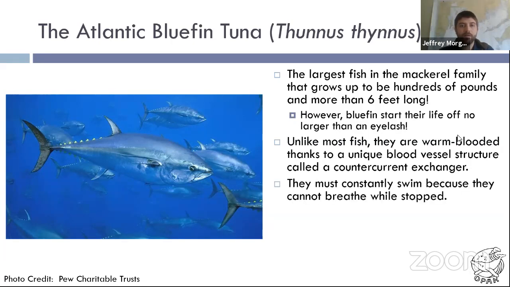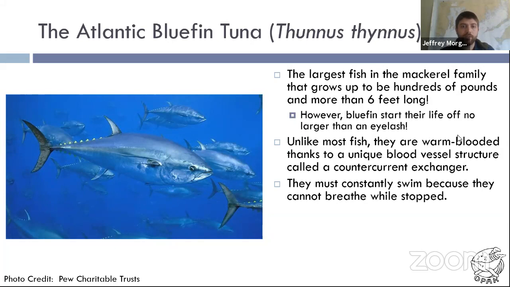Unlike some other fish and similar to some shark species, the bluefin tuna has to constantly swim to be able to breathe. So it always needs water moving through its gills to be able to breathe. So they can't stop or they will not be able to breathe.